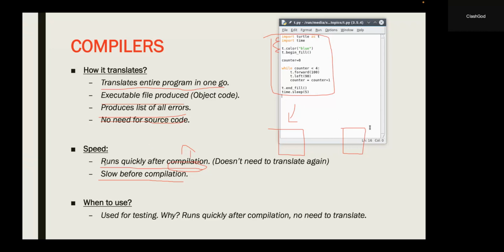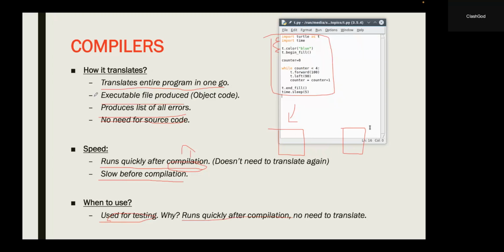Now, because it is so quick after you translate it, it is often used for testing, right? So after I translate this entire piece of code into zeros and ones, an executable file is produced. I just use this executable file to test a lot of data. I just put a lot of data into it, and because it runs so quickly, it is extremely useful for this kind of testing. So compilers are often used for testing because it runs very quickly after compilation and you can enter a lot of data into it. So that is compilers.